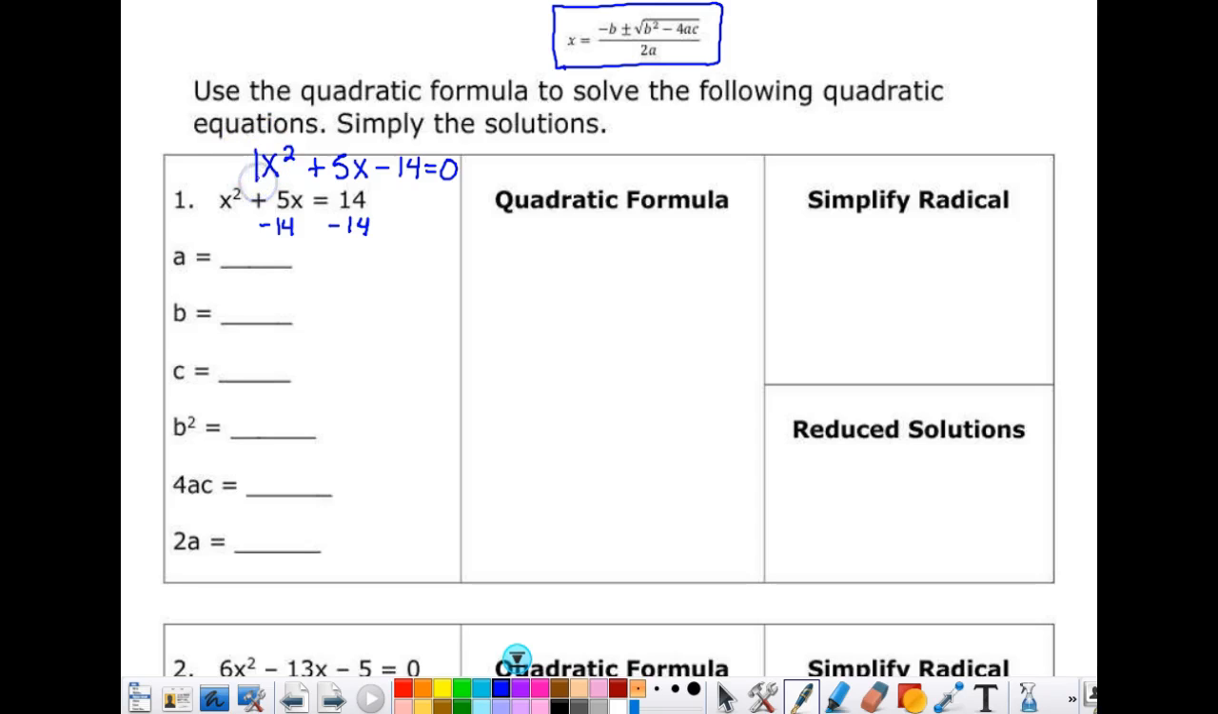So if you want to, you can put a 1 there if it makes you feel better. Remember, standard form is ax squared plus bx plus c. So your a comes before the x squared, that's 1. Your b is before the x, that's 5. Your c is the number that doesn't have a variable, it's generally last, and so that's negative 14.